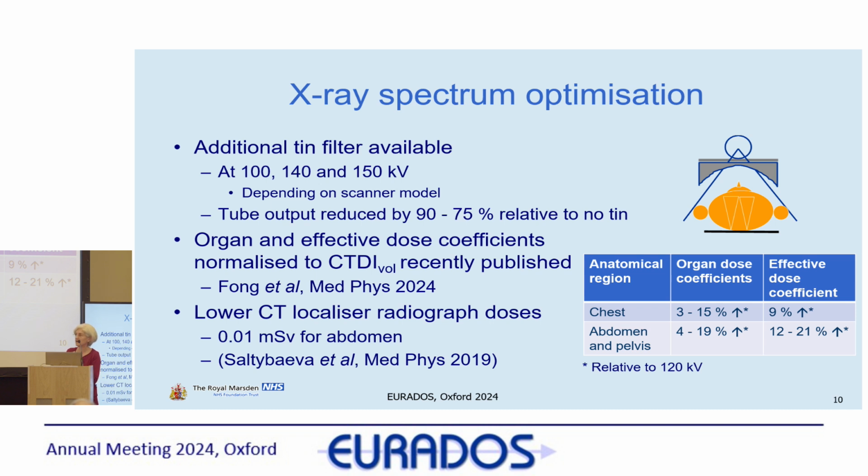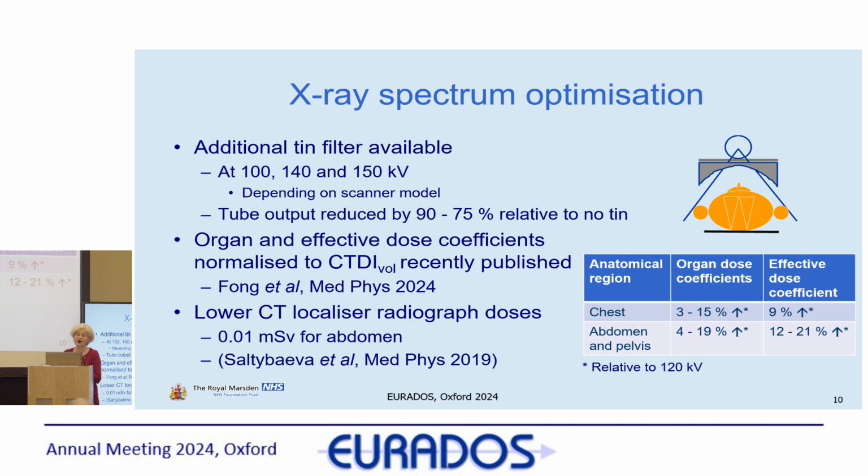The last thing I want to say about X-ray spectrum optimization is that one manufacturer at least is offering an additional tin filter. It's available at 100, 140 and 150 kV, depending on which scanner model you have from this particular manufacturer. What this tin filter is doing is reducing the tube output by 90% at 100 kV and 75% at 150 kV compared to the tin filter not being there, which allows us to image with a fairly hard beam at low doses.